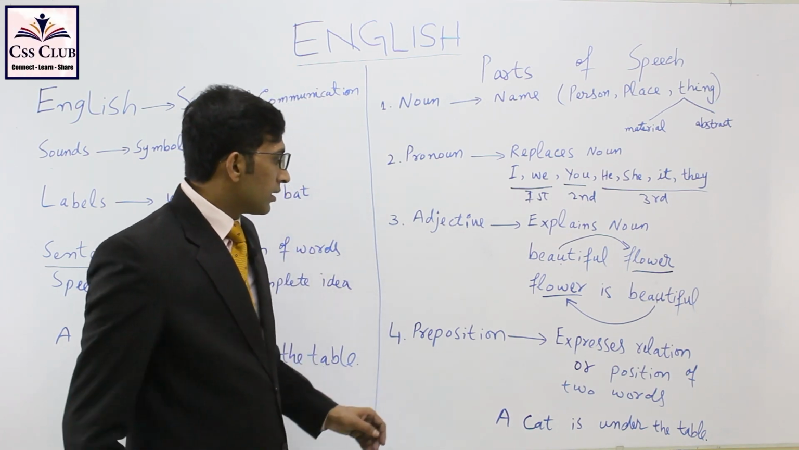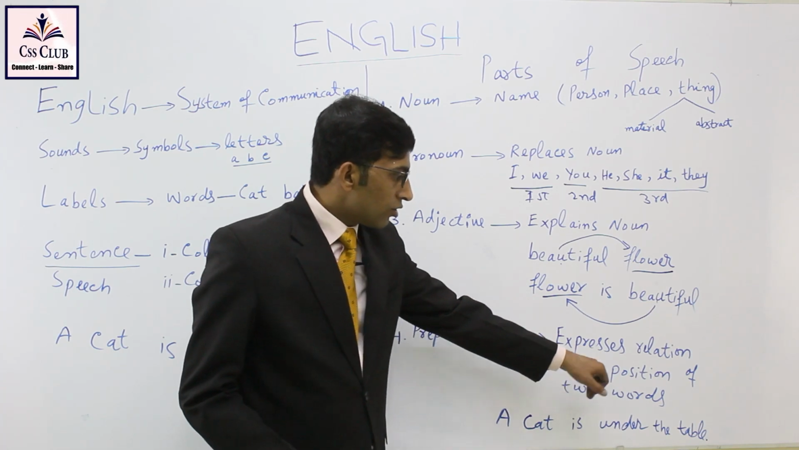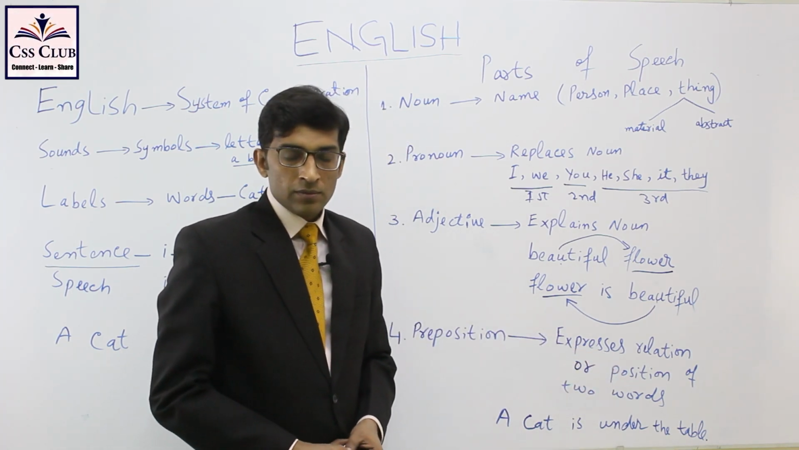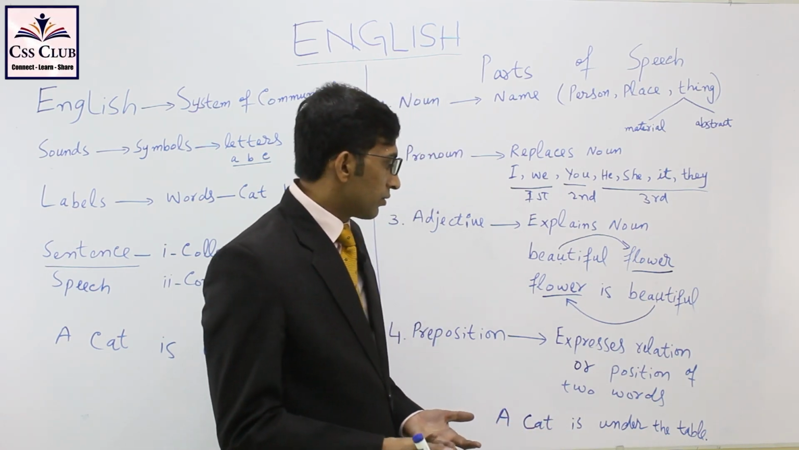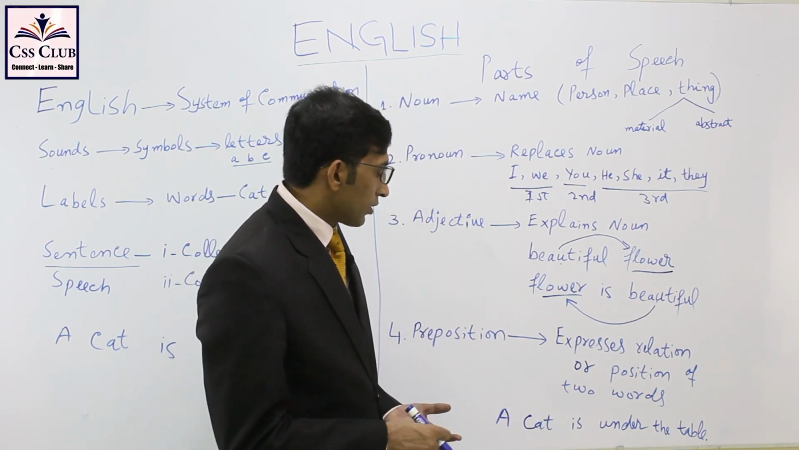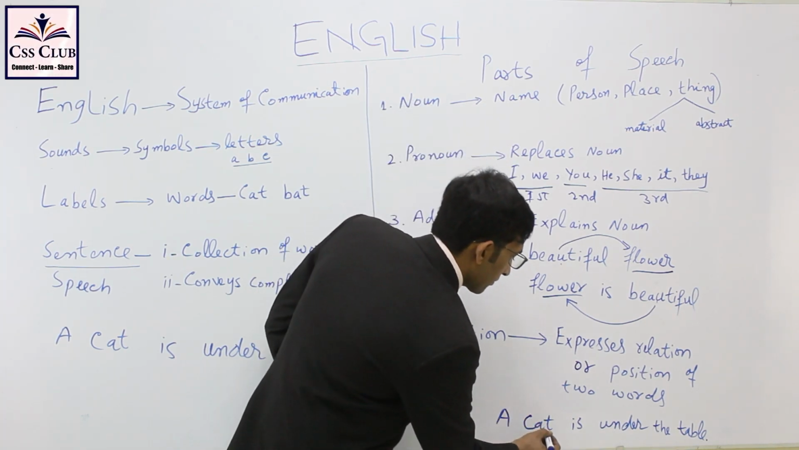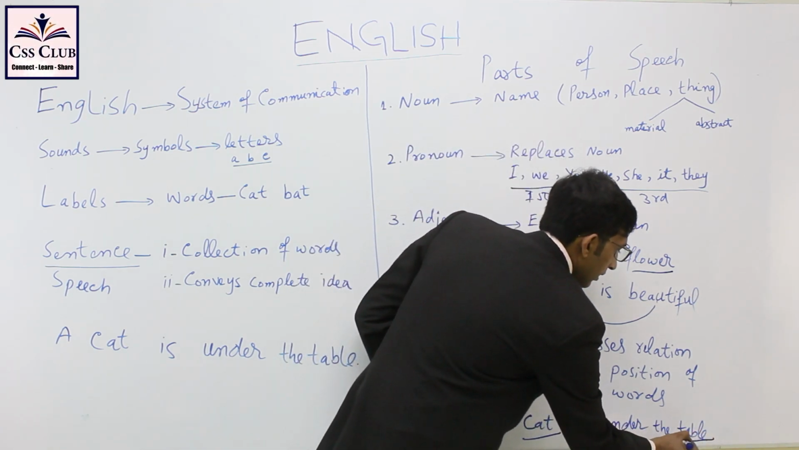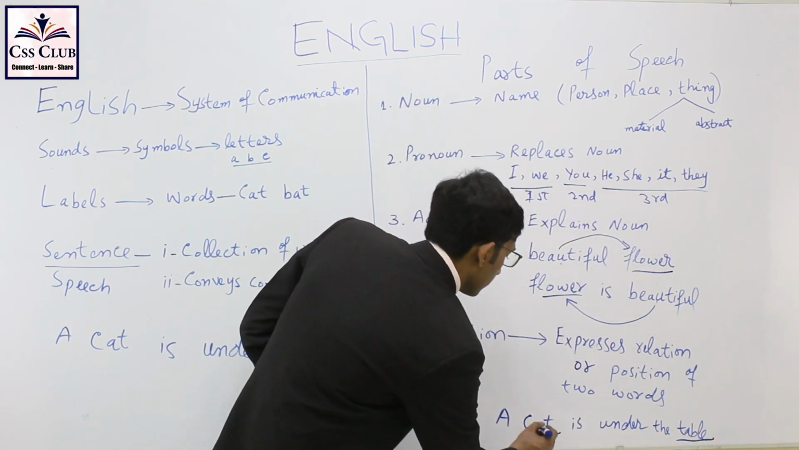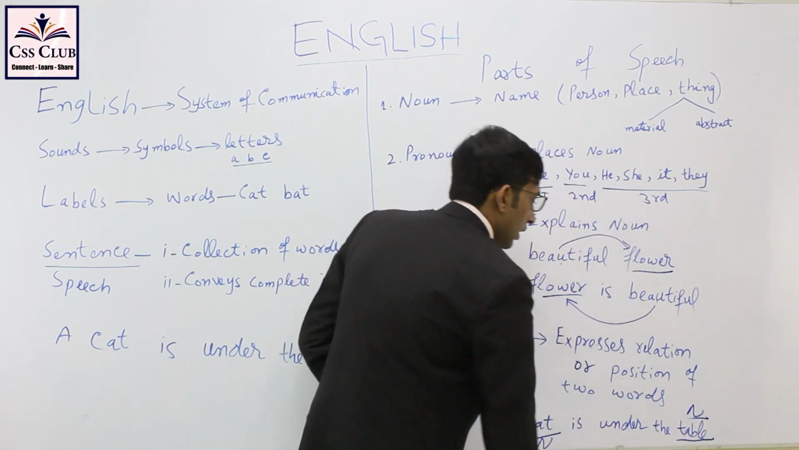The next thing is preposition. Preposition expresses relation or position of two words. So the first thing is two words. These words can be nouns. These words can be any other part of speech. Okay, so it depends. So here's an example. A cat is under the table. These are two nouns. This is the noun, and the table is the noun also.